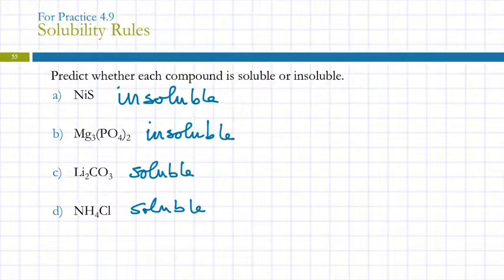So that's how you predict solubility. You start at the top of the table, and you go until you find one of the ions in your compound. Then you have to say, well, am I in the soluble part of the table? Am I in the insoluble part? Is this an exception or not?